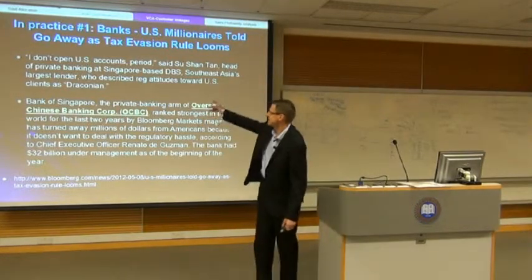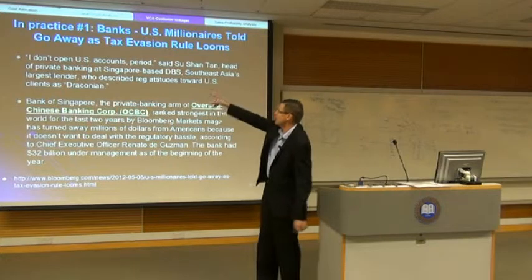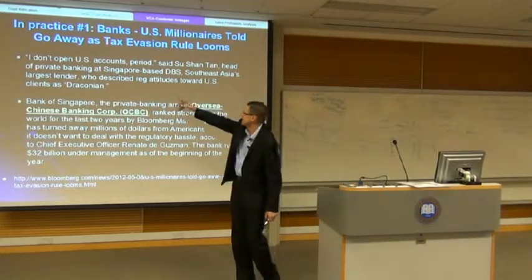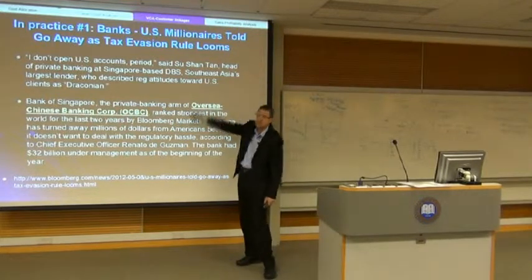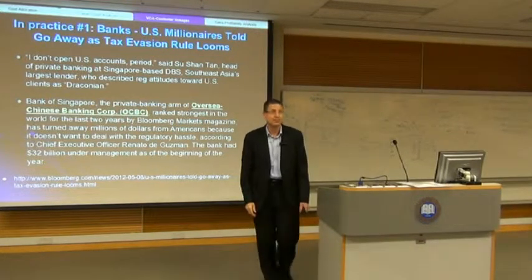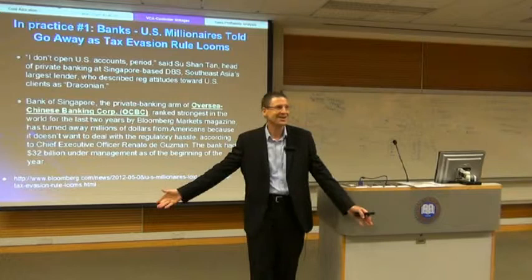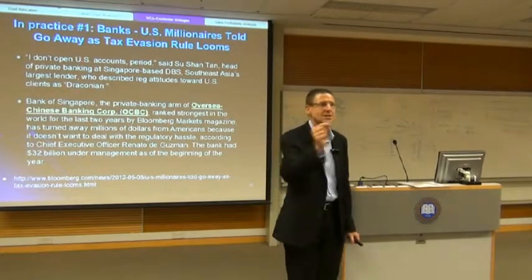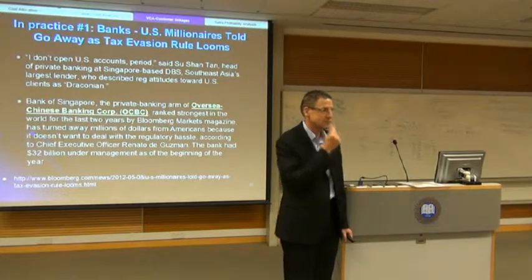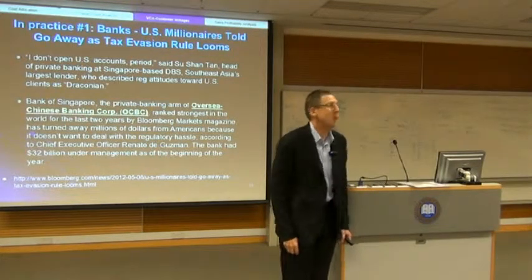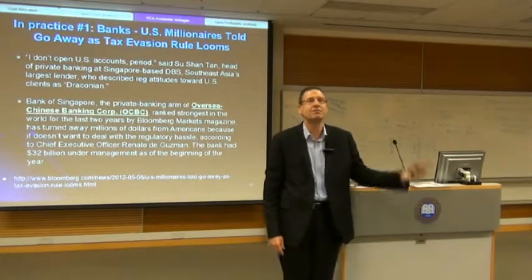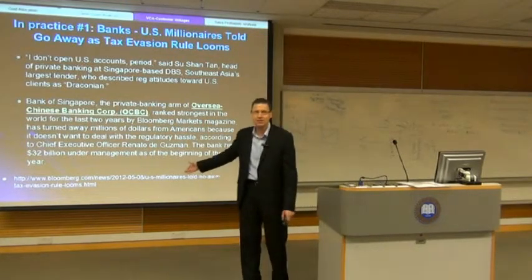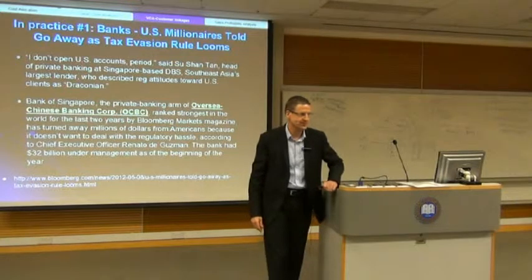Wow. Look at this. "I don't open US accounts, period," said the head of private banking at Singapore-based DBS, a large bank out of Singapore. Clear. That's a decision being made because that type of customer is not as profitable. It's burdensome. It's an administrative burden. So, this is real. This is not textbook stuff.